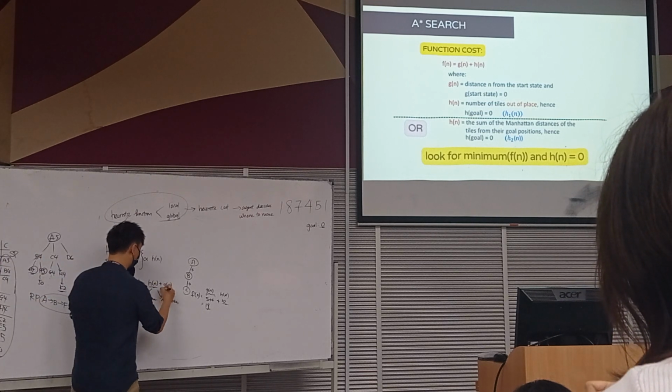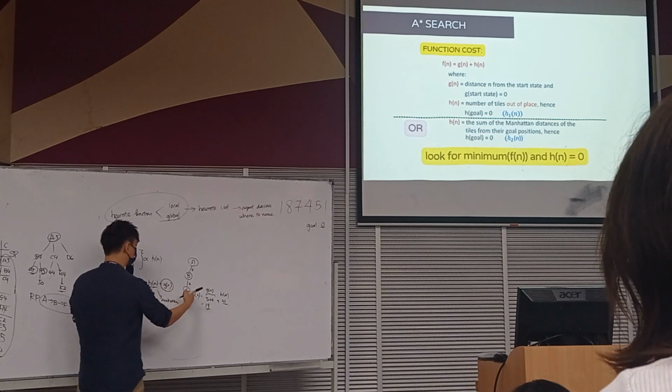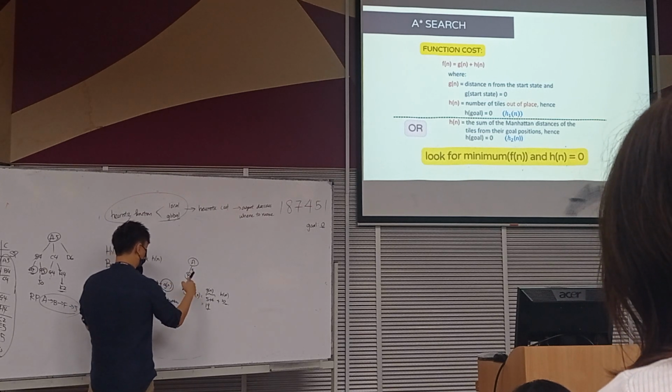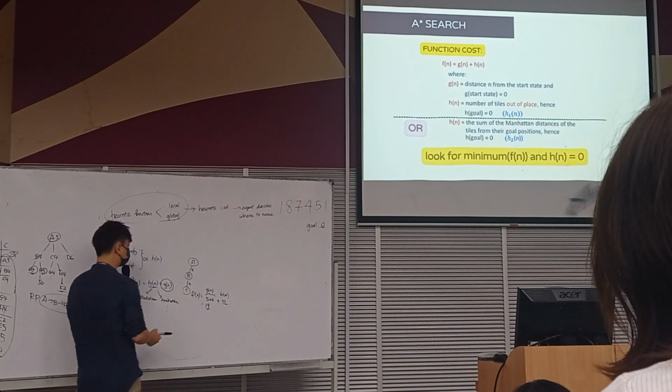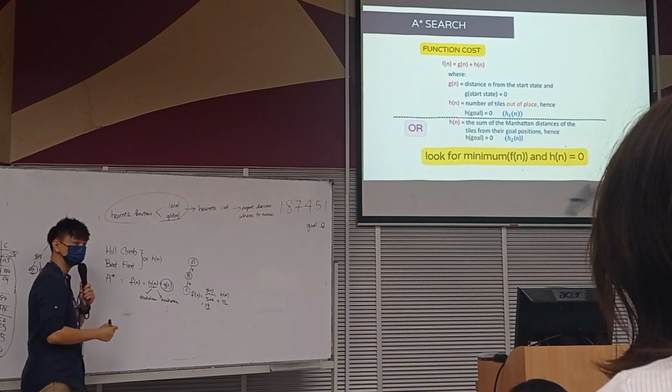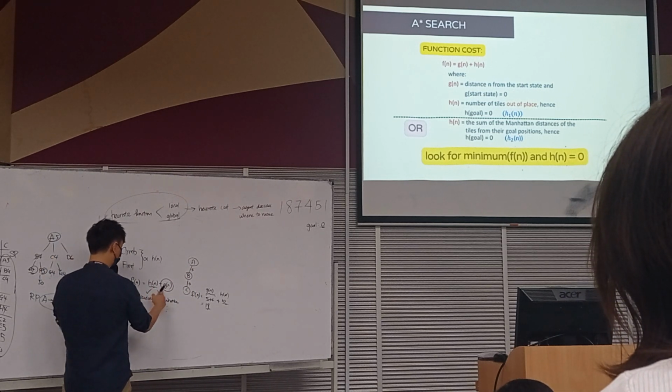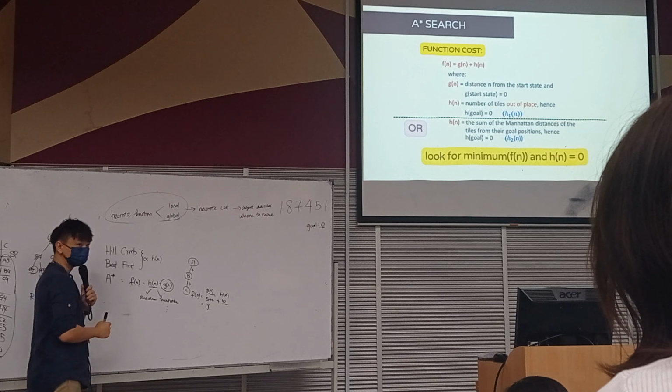Something new is this Gn. What is Gn? It's the total cost of the current state from the initial state. You just need to add these two parameters, Gn and Hn, to give you Fn.